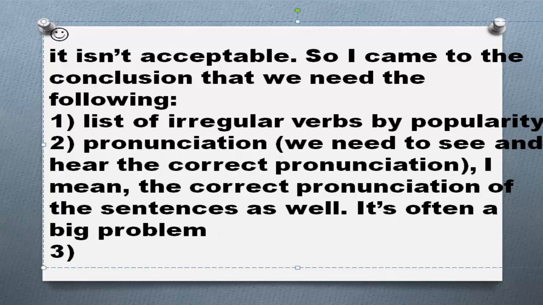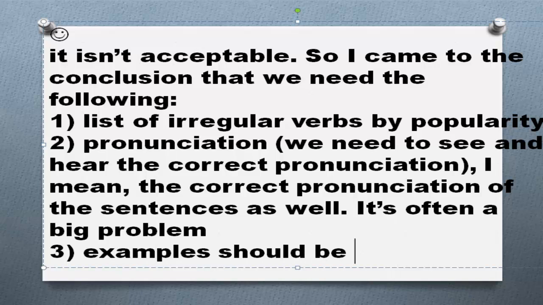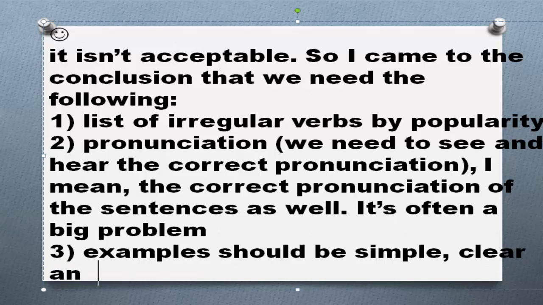Then, the next very important point. Examples, примеры. Examples should be simple, clear, and common. Простые, ясные и распространенные. Very important things. Очень важные вещи.